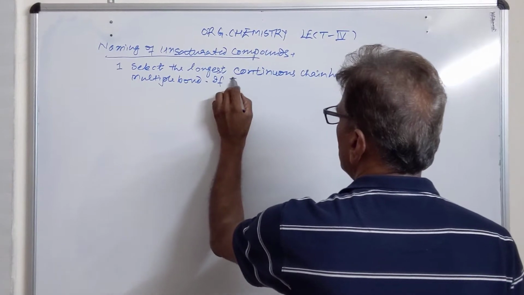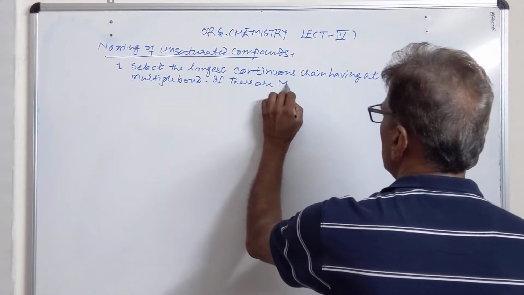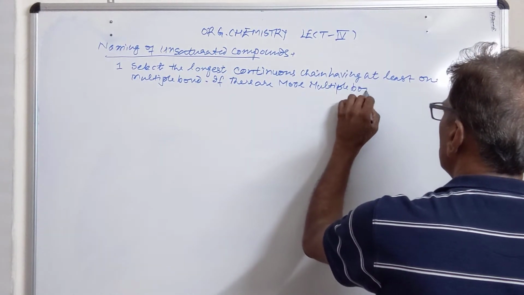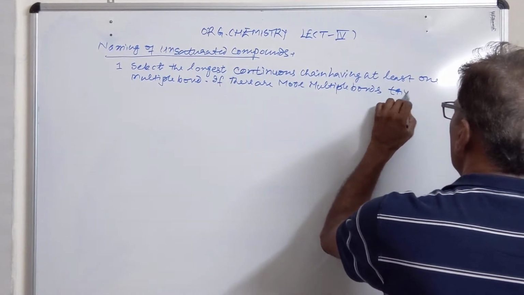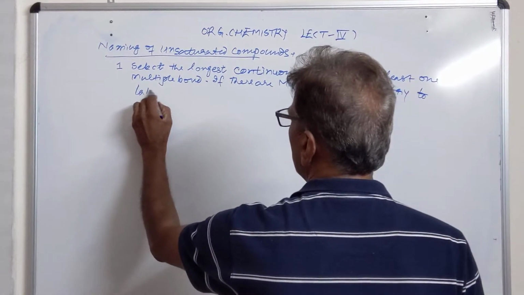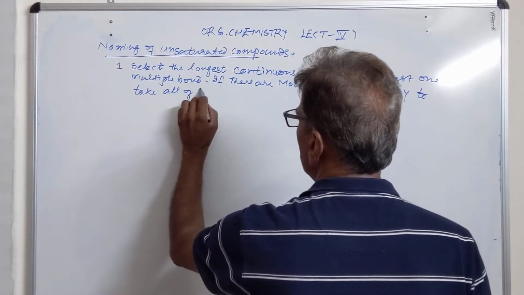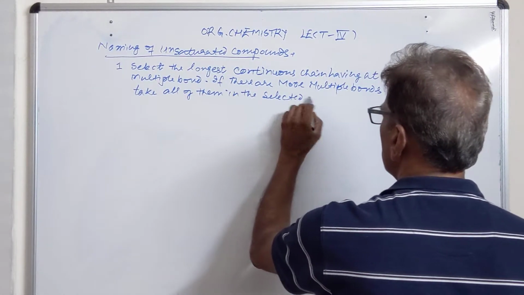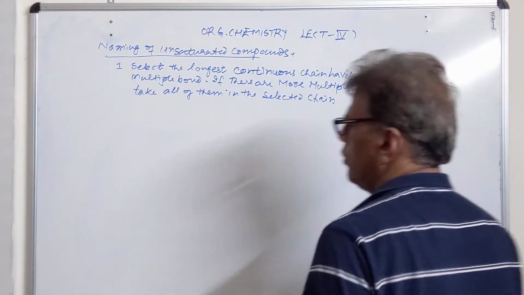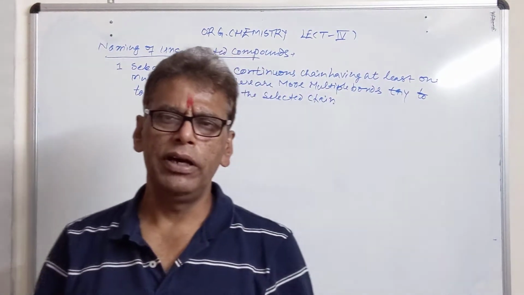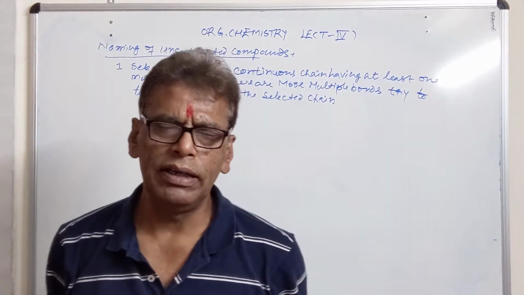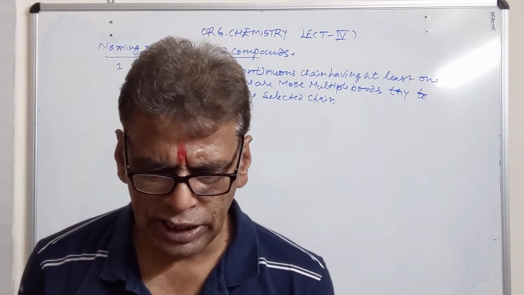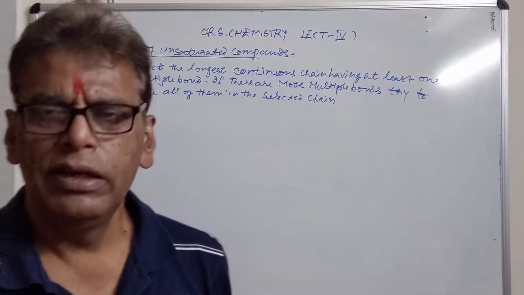If there are more multiple bonds, try to take all of them in the selected chain. So they should be taken in the selected chain. No matter the chain is not the longest, still those multiple bonds are to be counted in the selected chain.